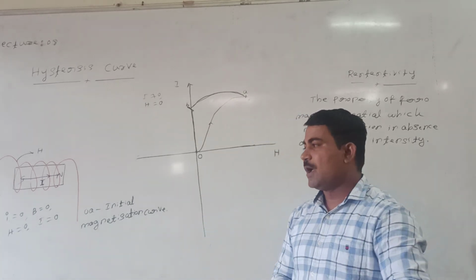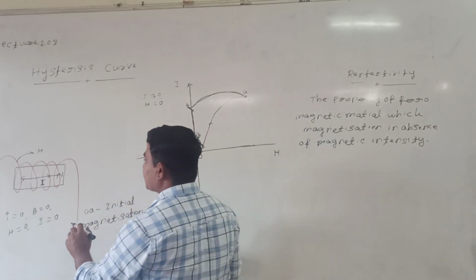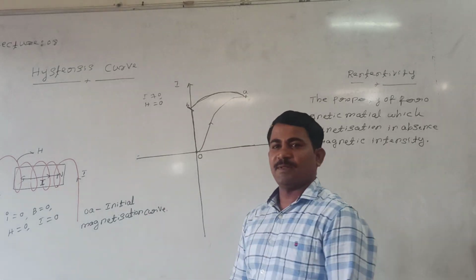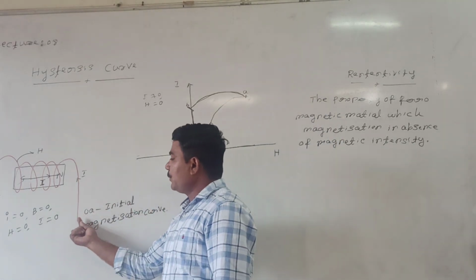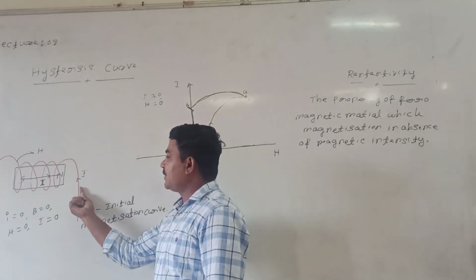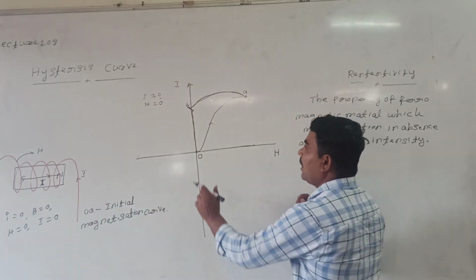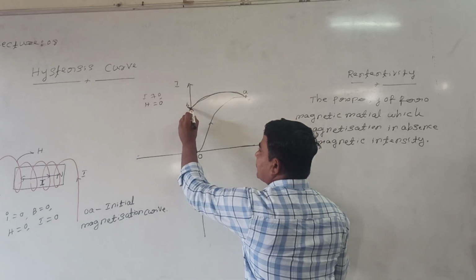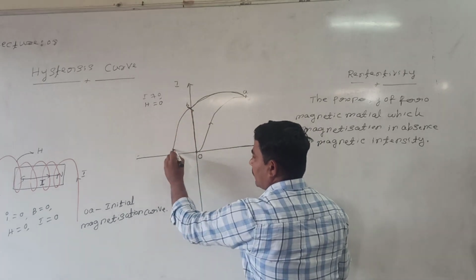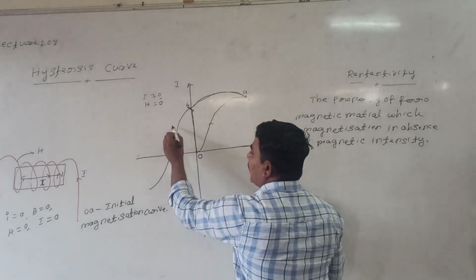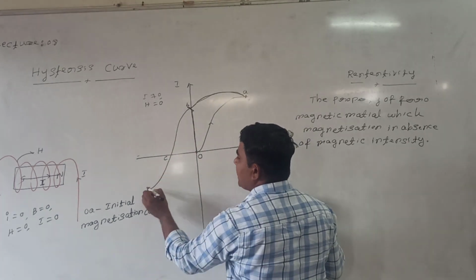Then what will I do? Now I want to increase the current in the solenoid in the reverse direction. If you increase the current in the reverse direction, it will follow this path. So at a particular point, how does it follow the path? It follows the path BCD.